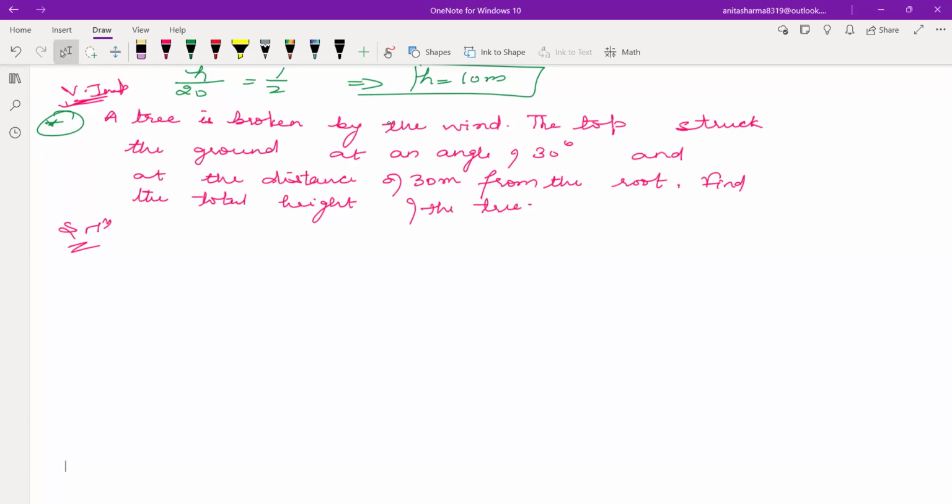Ma'am, is 30 the hypotenuse or the base? Yes, beta? 30 meters. Yes, ma'am. It's a height.